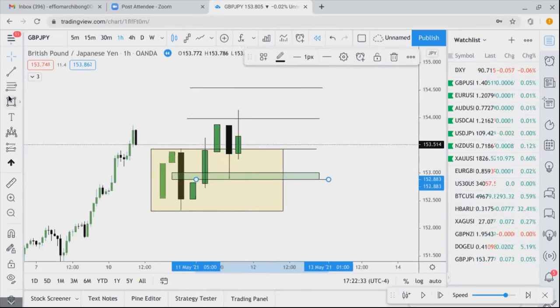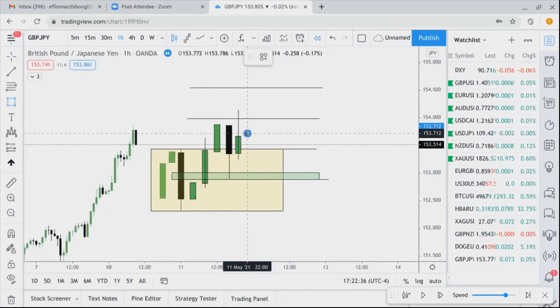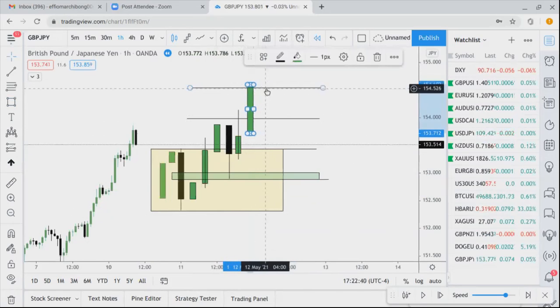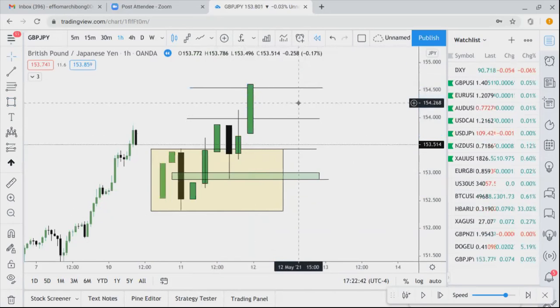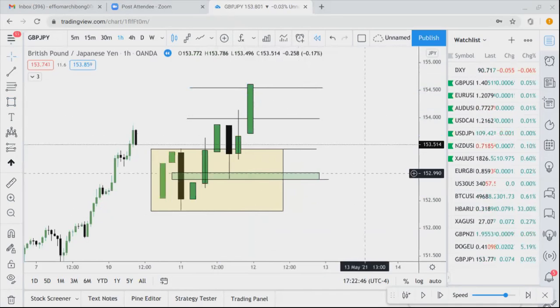All right. And then the market could essentially do this and then move all the way up to your take profit two. And the moment you smash your take profit two, you are out of the trade. Does that make sense, guys? Yes, sir. All right, perfect.